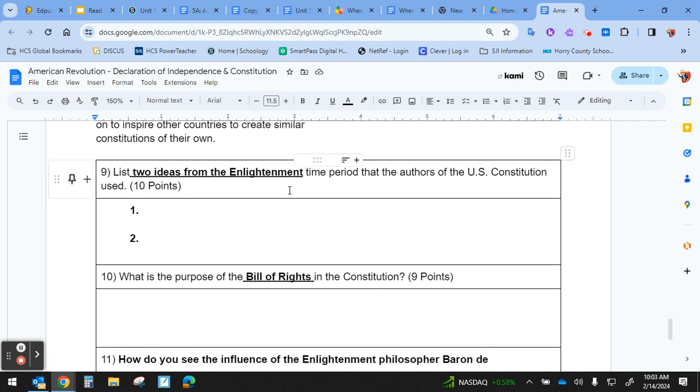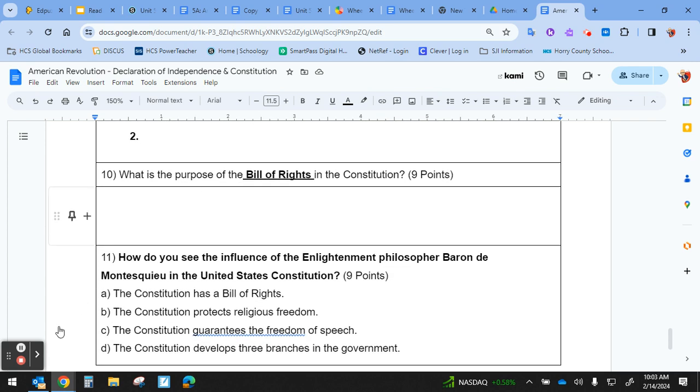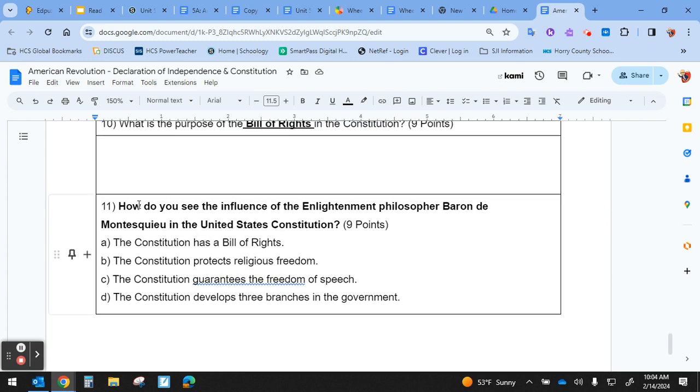So, question 9. List 2 ideas from the Enlightenment time period that the authors of the United States Constitution used. This is worth 10 points. Question 10. What is the purpose of the Bill of Rights and the Constitution? And number 11. How do you see the influence of the Enlightenment philosopher Baron de Montesquieu in the United States Constitution? The Constitution has a Bill of Rights, or the Constitution protects religious freedom, or the Constitution guarantees the freedom of speech, or the Constitution develops 3 branches in the government.